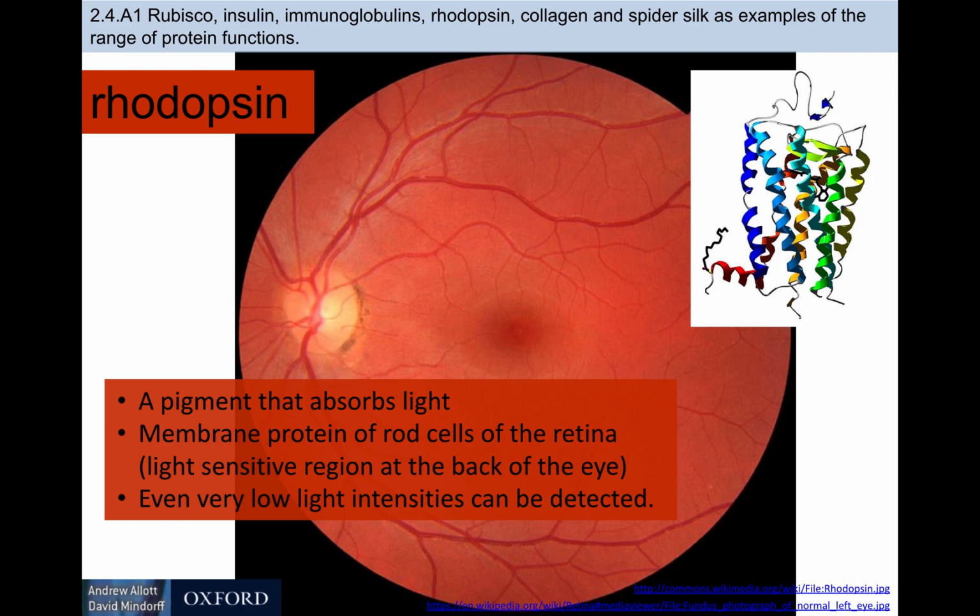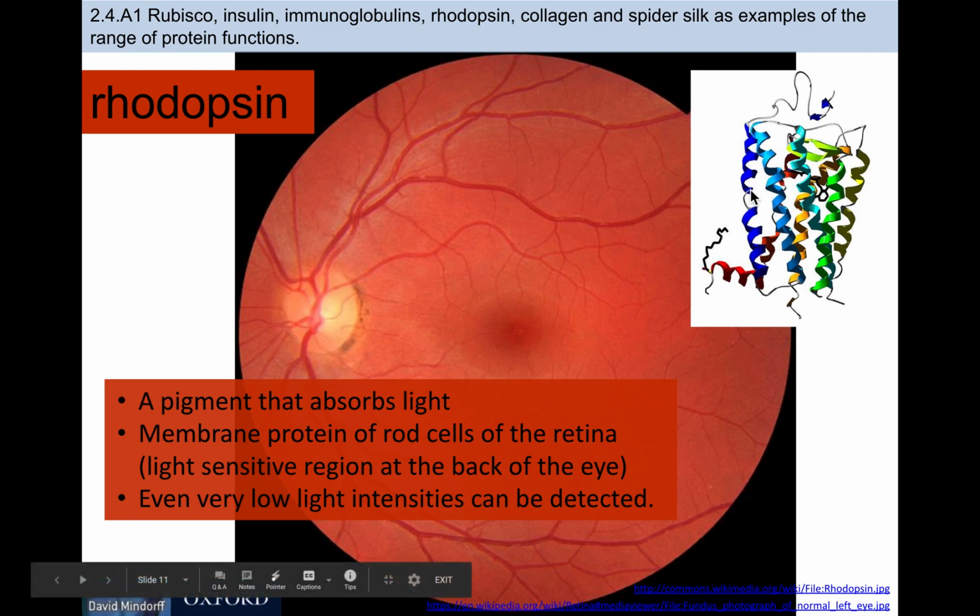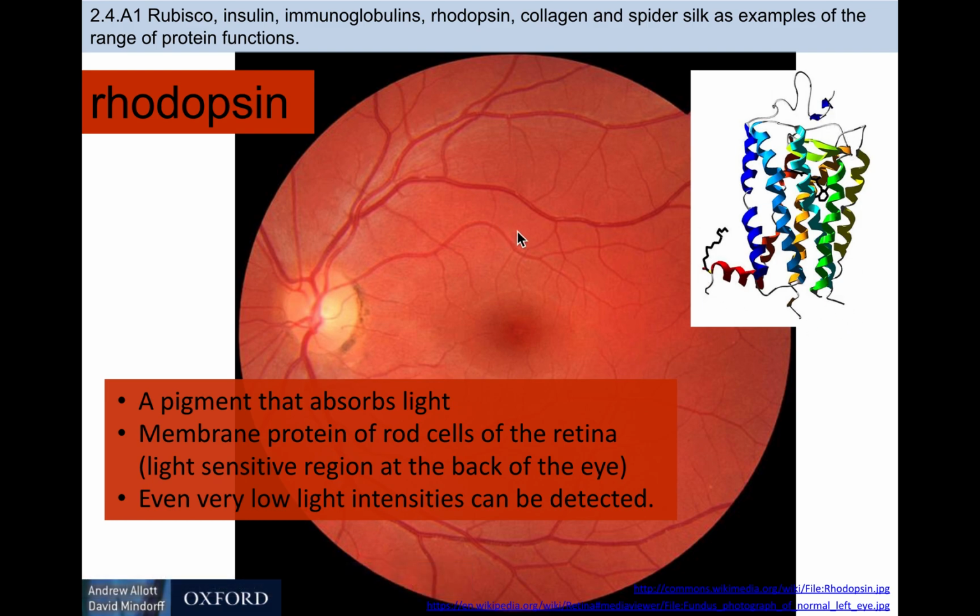Rhodopsins are what I had talked about before. It's a pigment that absorbs light in your eye. This is its structure right here, and they kind of look like long rods in shape when you put them all together, so that's part of their name. It's a membrane protein of rod cells of the retina, the light-sensitive region at the back of your eye, and even very low light intensities can be detected because of this protein. So it's what helps us see.